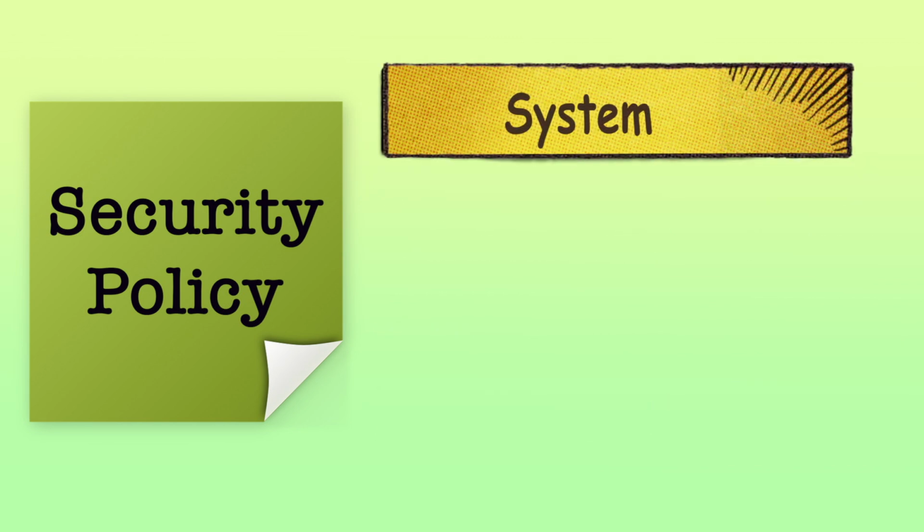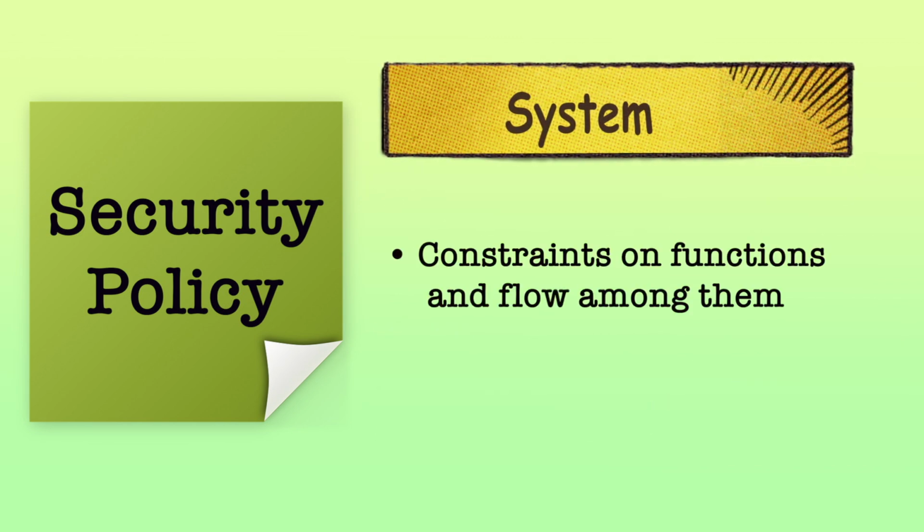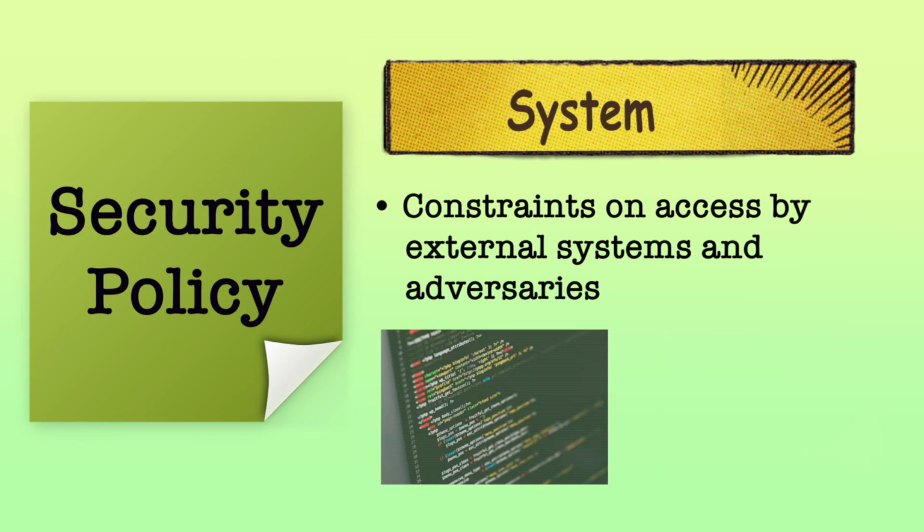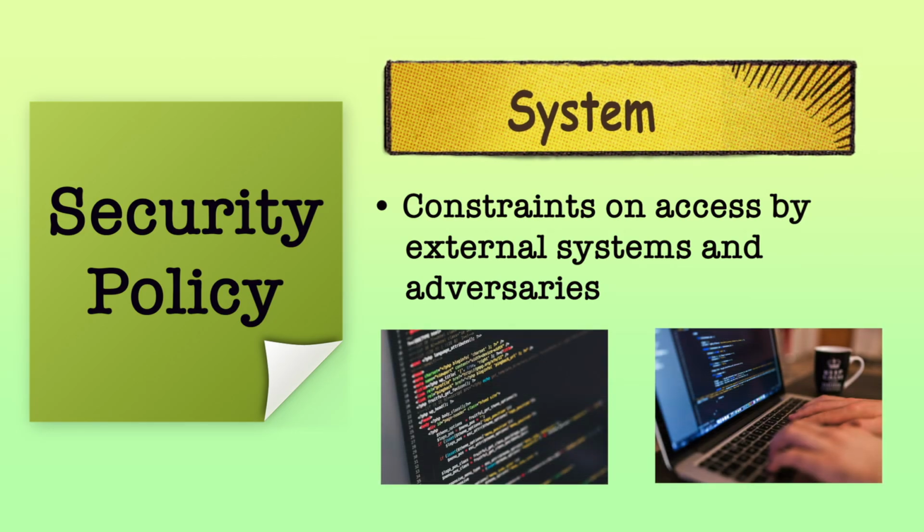For a system, the security policy addresses constraints on functions and flow among them, constraints on access by external systems and adversaries, including programs and access to the data by people.